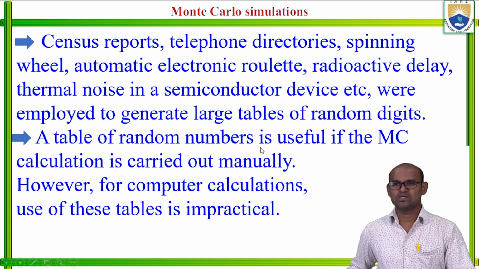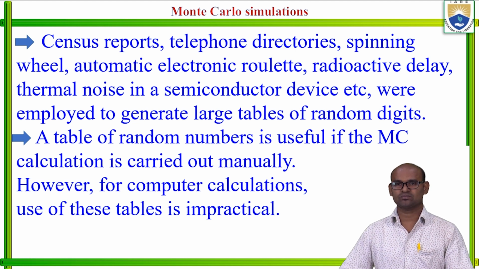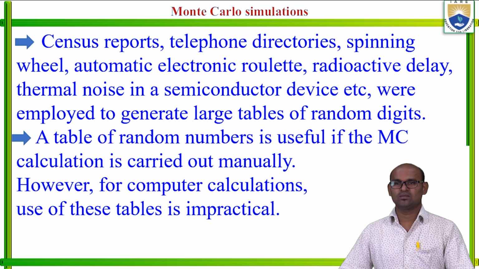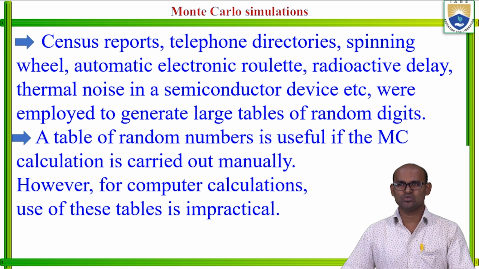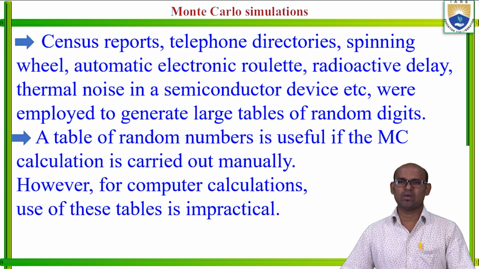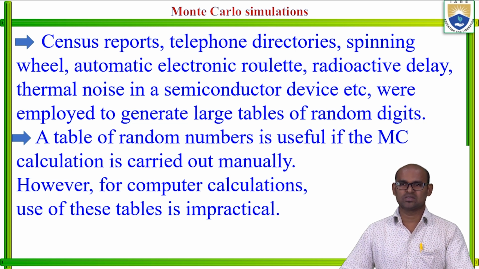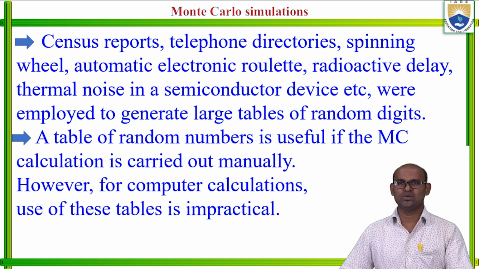So a table of random numbers is useful if the Monte Carlo calculation is carried out manually. However, for computer calculations, use of this table is impractical. If we are going to use Monte Carlo simulation to calculate a macroscopic property manually, then we can use these random numbers generated by a random physical process. But we are going to solve a problem using Monte Carlo simulation on a computer.